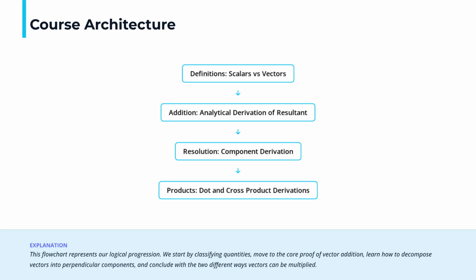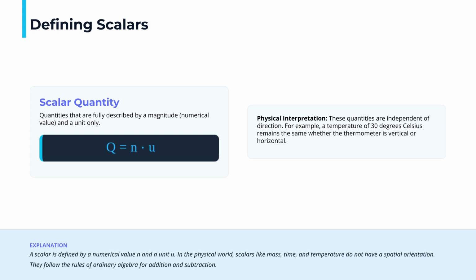This flowchart shows our progression. We will define scalars versus vectors, analytically derive vector addition, learn vector resolution into components, and conclude with the dot and cross product derivations. A scalar quantity is fully described by a magnitude and a unit.